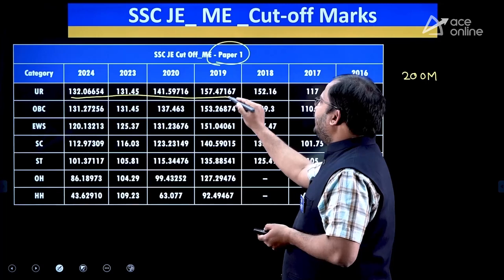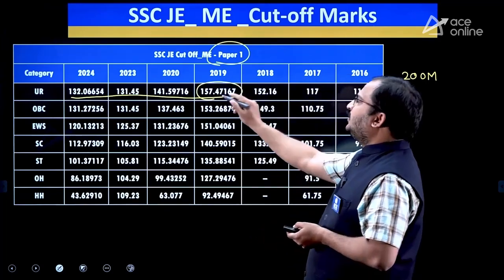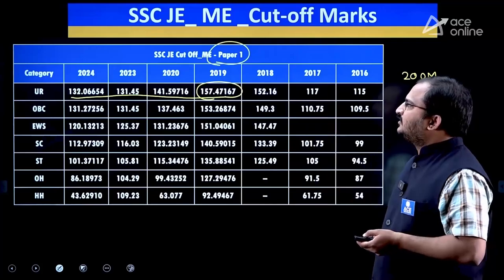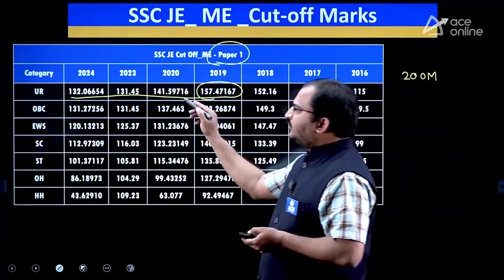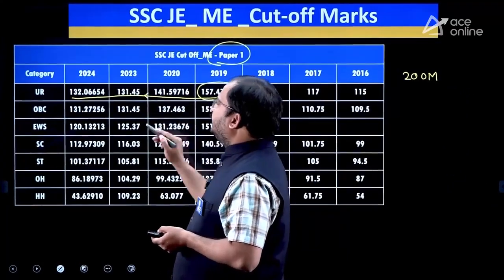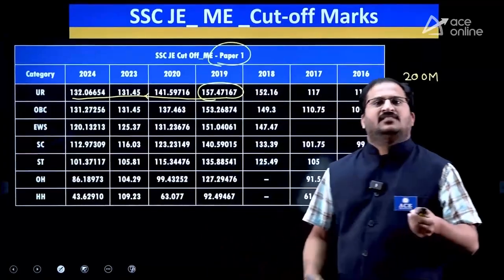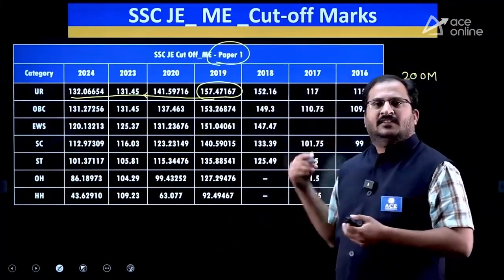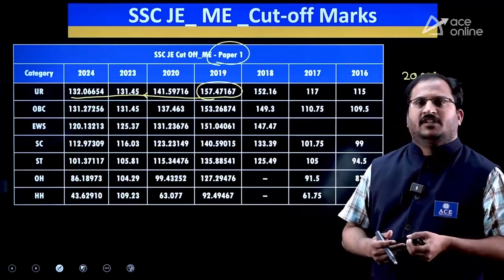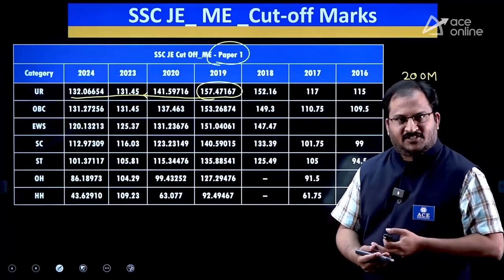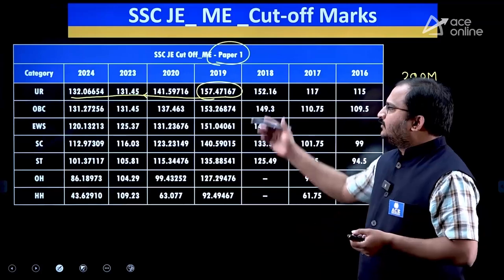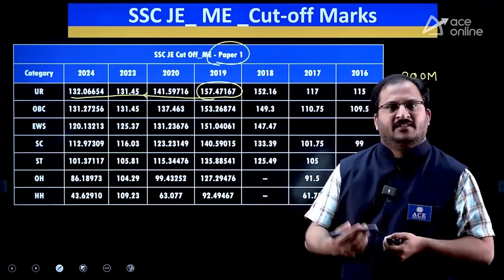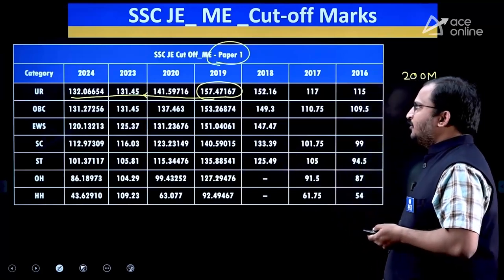So in 2019, out of 200 marks, 157.47 is the highest cutoff that was there, and after that, if you observe, there is a decline in the cutoff. So that means the competition is reducing. So you can use that as a good sign for your preparation. Okay, so try to remember. So that is a blessing for you as the cutoff is getting reduced. So you can prepare well for this particular examination.